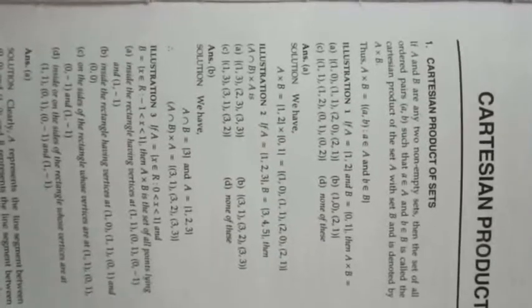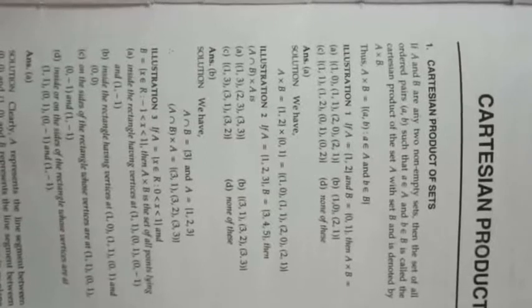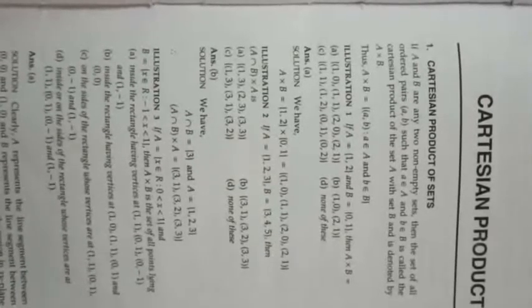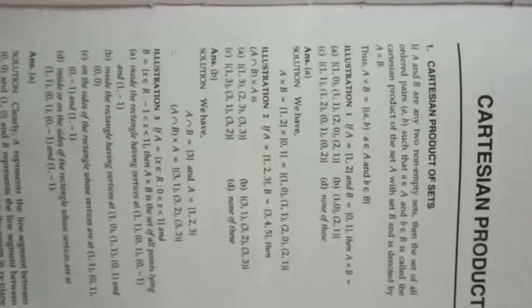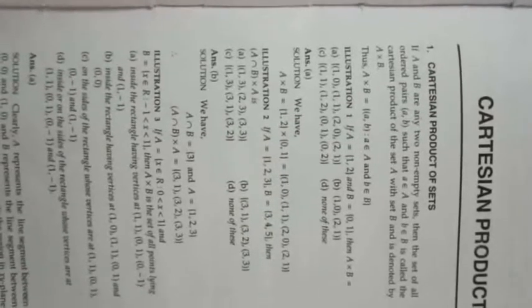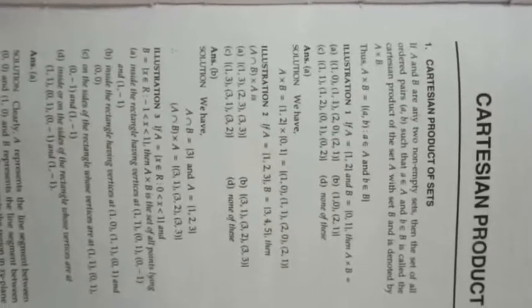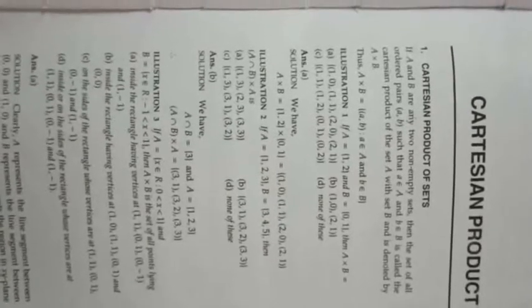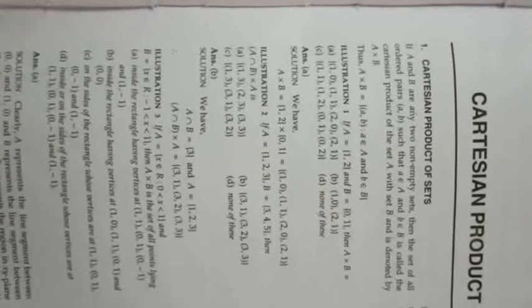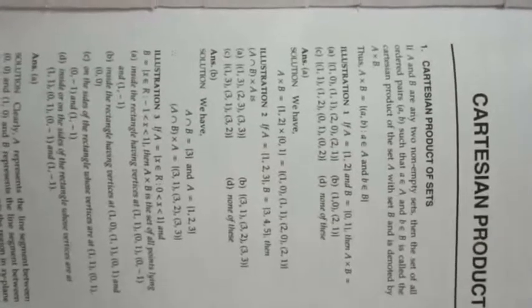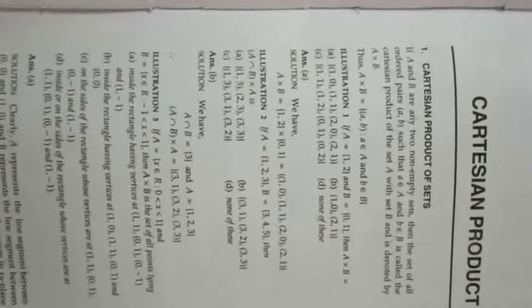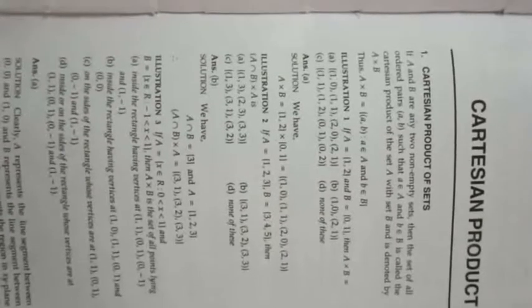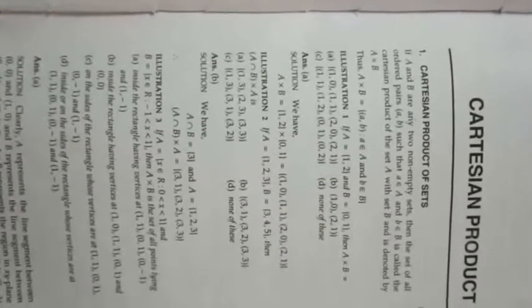If A and B are two non-empty sets, then the set of all ordered pairs (a, b) such that a belongs to A and b belongs to B is called the Cartesian product of set A with set B and is denoted by A cross B. A cross B is nothing but a set containing ordered pairs (a, b) such that a belongs to A and b belongs to B. Now we have an example: A containing two elements 1 and 2, B containing two elements 0 and 1, then A cross B is what?